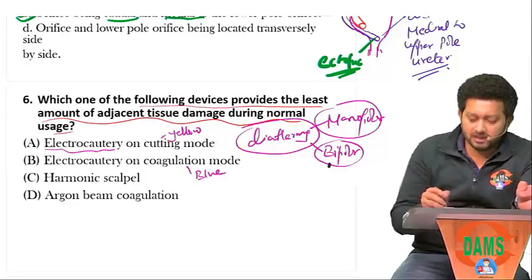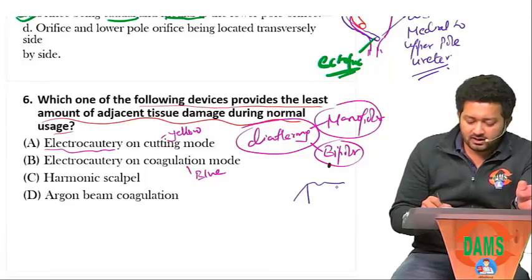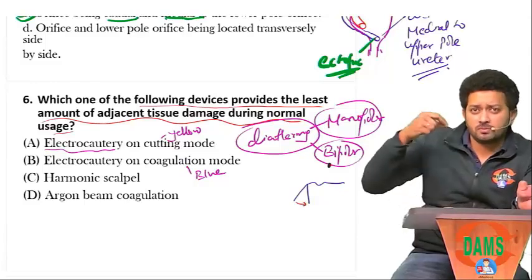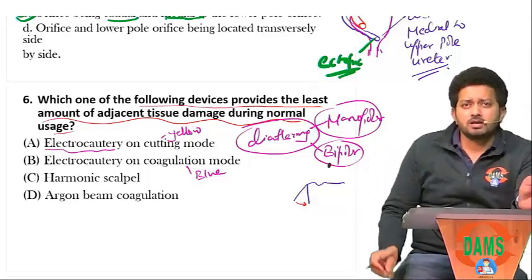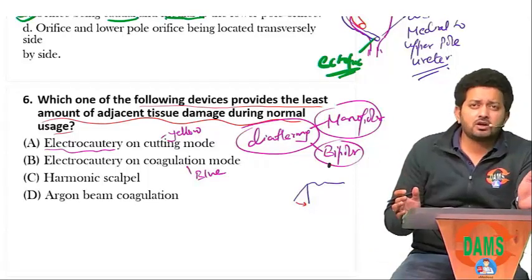Bipolar looks like a forceps, and here the current passes from one prong to the other, so it does not pass through the body. So that's why in bipolar cautery the lateral spread of current is less and it will not pass through the body.